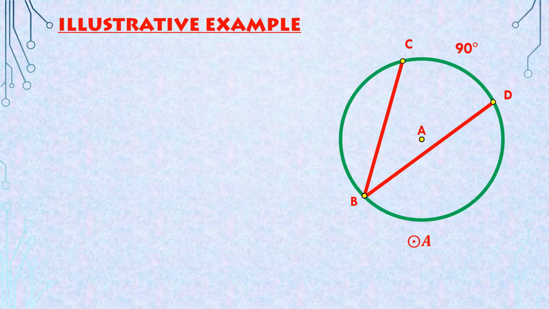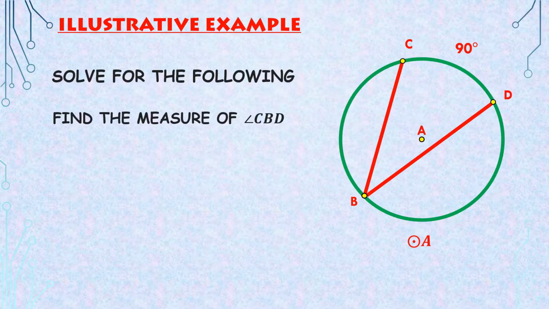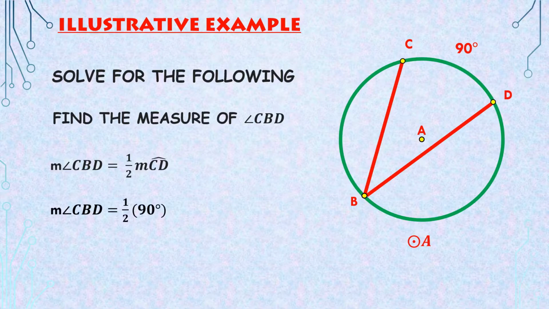Okay, so now let's try to solve for the measures of inscribed angles and intercepted arcs. Given the figure, solve for the following. Find the measure of angle CBD. In our figure, angle CBD is an inscribed angle. Therefore, the measure of angle CBD is equal to 1/2 the measure of its intercepted arc, which is arc CD. Since arc CD is 90 degrees, you simply take 1/2 of 90 degrees, and you will have the measure of angle CBD equals 45 degrees.